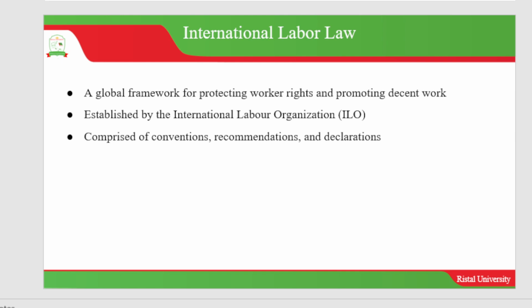So it was established by the International Labor Organization to cater for the welfare of the employees in an organization, and it has a lot of conventions, recommendations, and declarations. So that's about the labor law. All the countries in the world adopt the labor law to make sure that they implement it in their respective working environment or organizations. So that's about the international labor law.